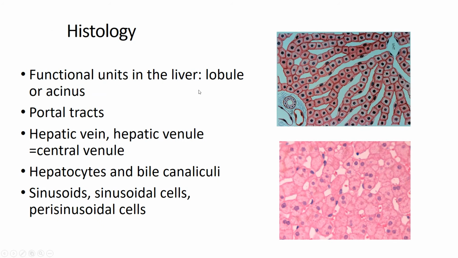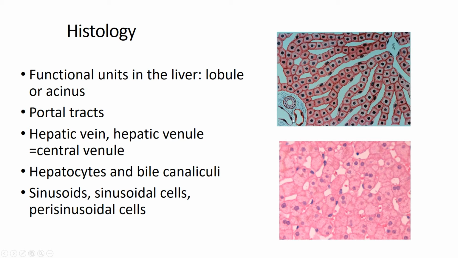Histologically, you have the functional units we call either the lobule or the acinus. The portal tracts are what we readily recognize, but then there are other structures in the liver: the hepatic vein, hepatic venule, which is also known as a central venule. There are, of course, the hepatocytes, which are the most common cells in the liver, and the structure we call the bile canaliculi. Here are hepatocytes. These are normal hepatocytes. They are arranged in trabeculae. Here's a cartoon. And in between the trabeculae are sinusoids. So these are the spaces where blood percolates through the liver.